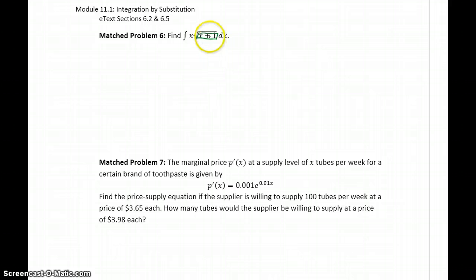So we'll start off with the straightforward part. Our interior function here is x plus 1. If we take the derivative of both sides, the derivative of x is 1, derivative of 1 is 0. So we just get du equals dx, or du equals 1 times dx, if we wanted to include that in there.